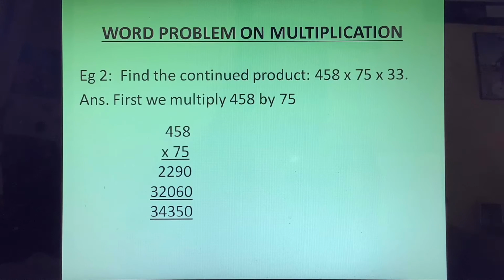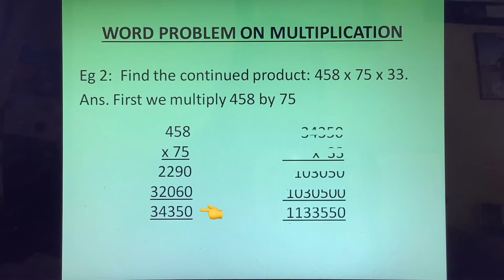34350. Students, if you want to see the steps of multiplication, please click on the link above or check the description box after the video and see session 3.1 where I have explained multiplication of larger numbers. Getting back to our question, we have got 34350 as the product.